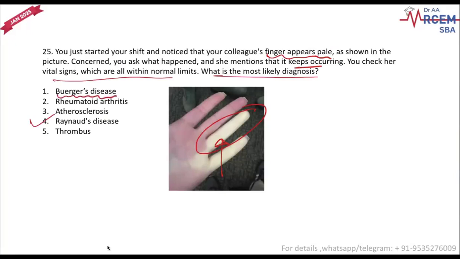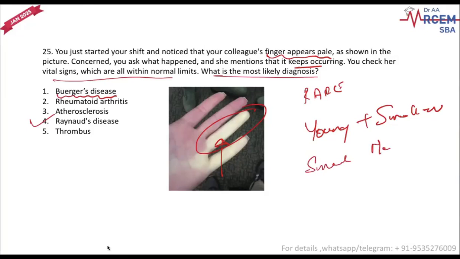Another thing is Buerger's disease. Buerger's disease, you need to be aware of. It is a rare thing, commonly seen in young individuals who are heavy smokers. So, young individual, heavy smoker. Pathologically, they involve the small and medium size arteries, and there is segmental involvement.